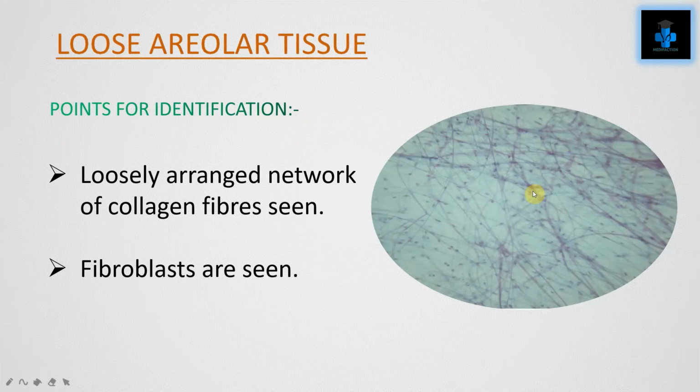Loose areolar tissue. The areolar tissue is found beneath the epidermis layer and is also underneath epithelial tissue of all the body systems that have external openings. It makes the skin elastic and helps it to withstand pulling pain. To identify loose areolar tissue, we must observe loosely arranged network of collagen fibers. And also fibroblasts are seen.